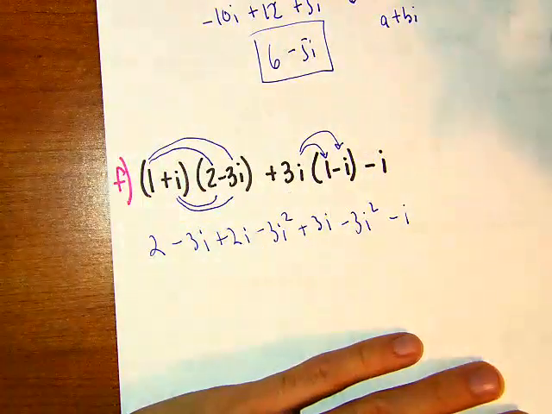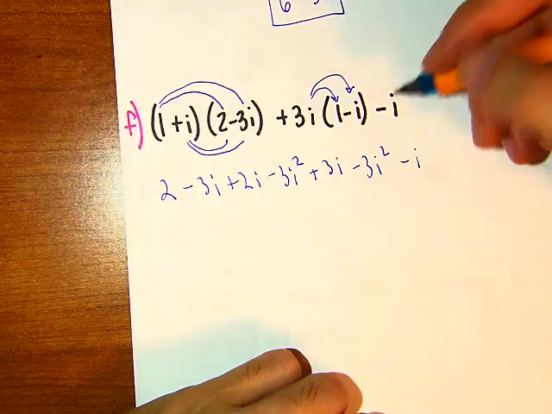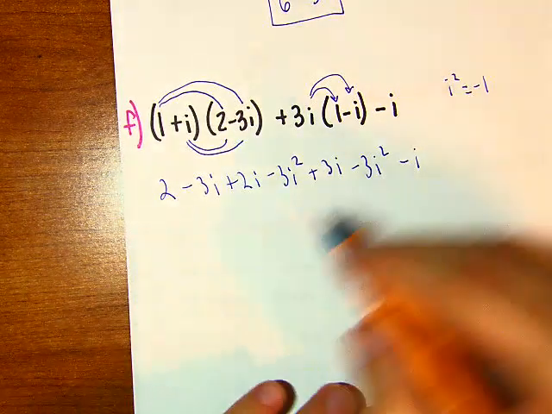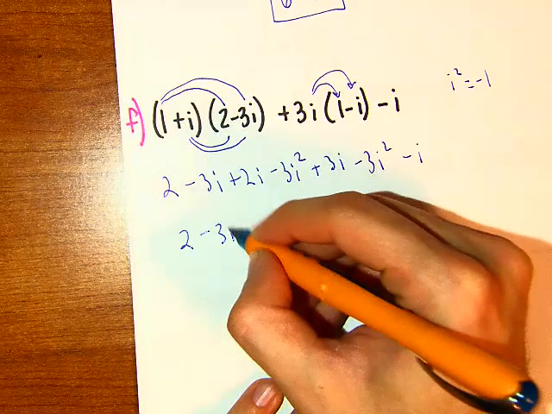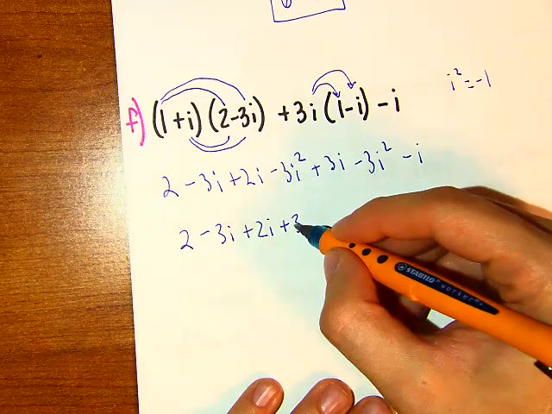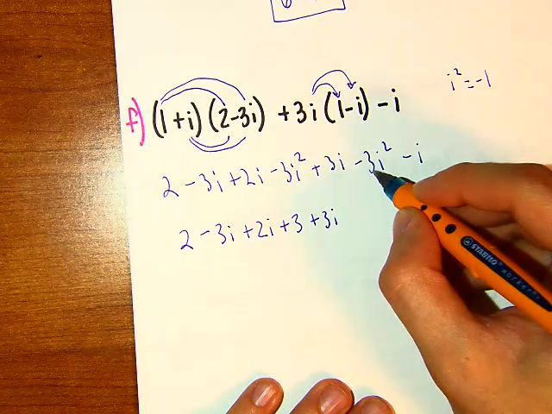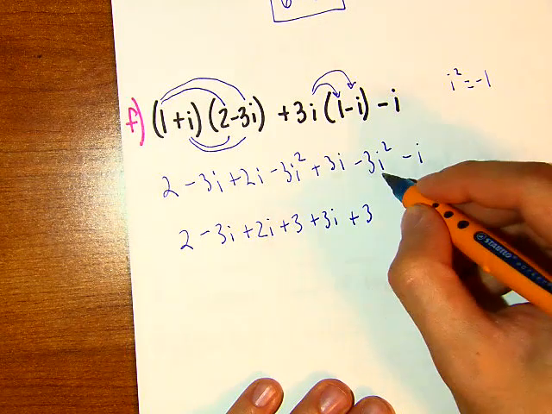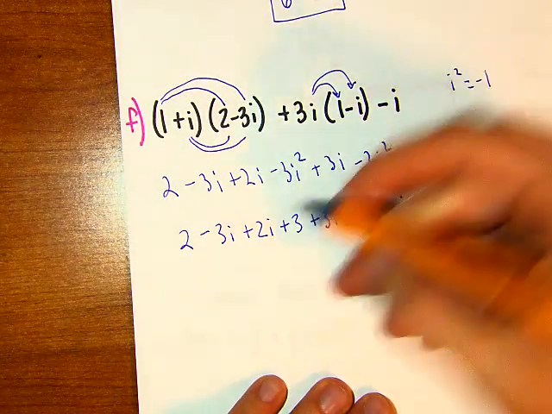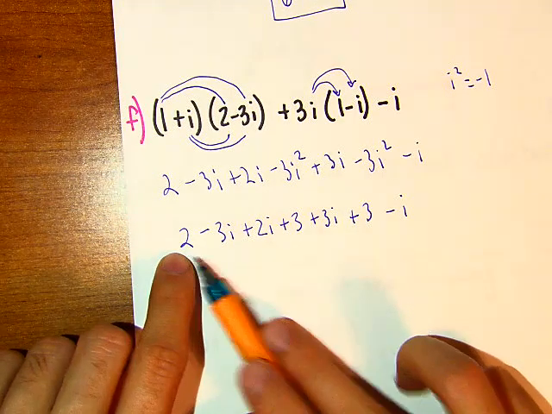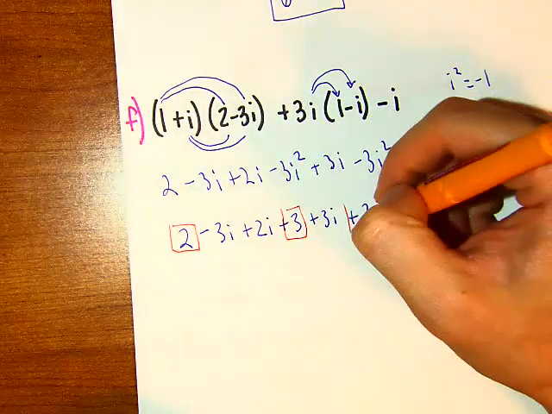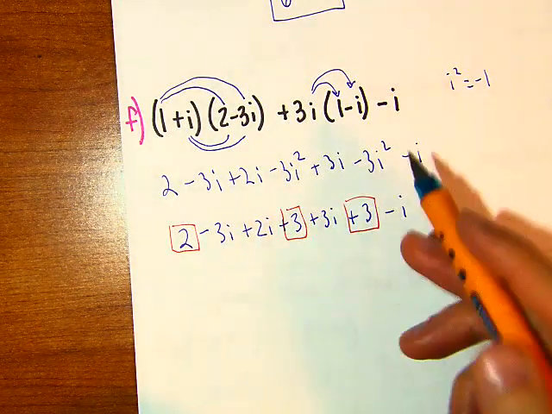So you have this whole mess, but just put it together, okay? One at a time. What I like to do is get rid of these i squares first. So here, this is 2 minus 3i plus 2i, and minus 3i squared becomes plus 3. This becomes plus 3i, and minus 3i squared becomes plus 3, and this is minus i. Okay, what I want you to do is try and do this by yourself. What's next? Combine them. We can combine 2 plus 3 plus 3, so this becomes 8.